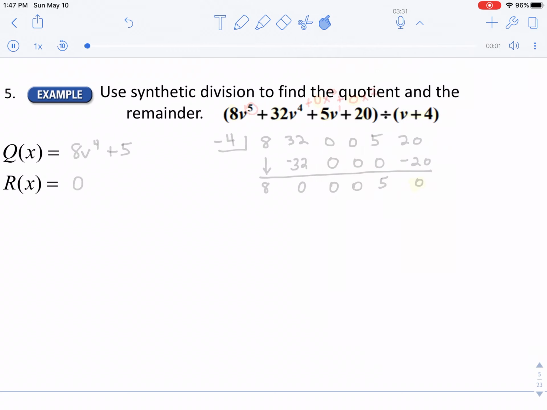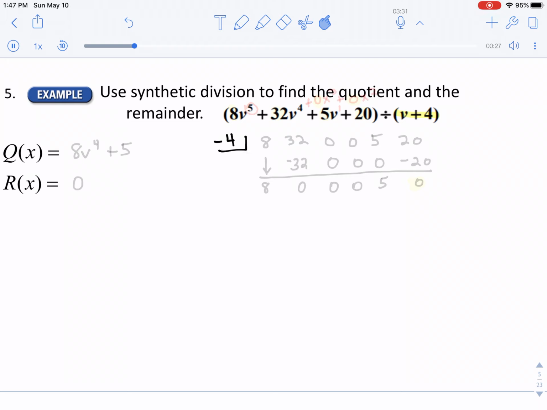This is the review for the semester exam. So this is problem number 5. Use synthetic division to find the quotient and the remainder. So we're going to start with the v plus 4. Since this is a positive 4, what's the opposite of a positive 4? That's a negative 4. So we put a negative 4 in the box.